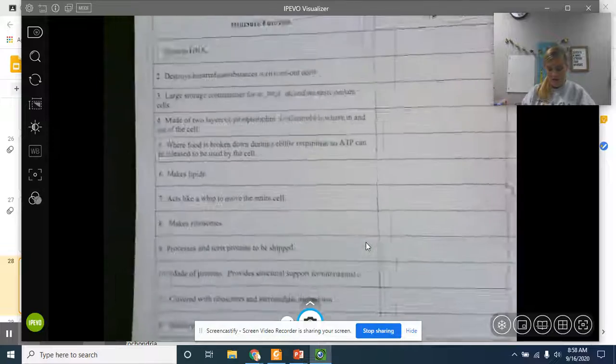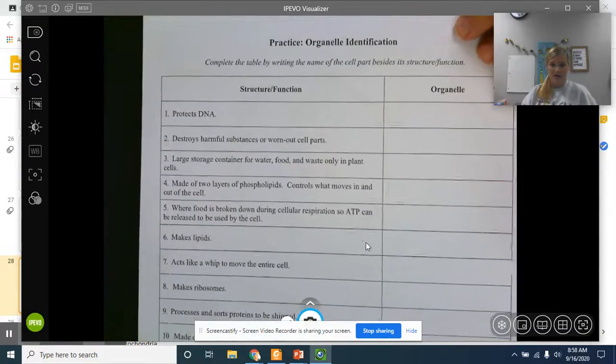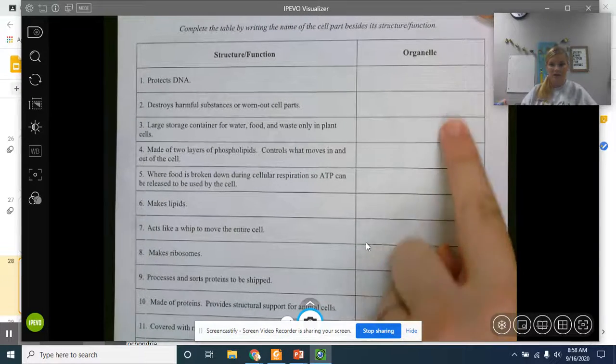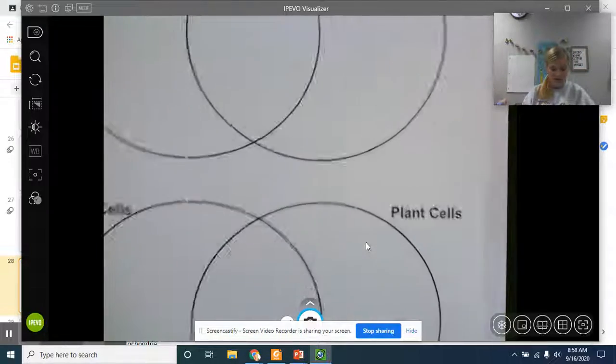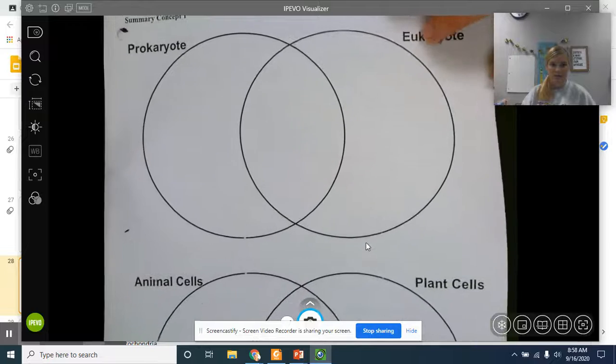Then you are going to complete this practice organelle identification, and using all the different organelles we have talked about, you're going to write their names in on this 1 through 15. So page 7 and 8, you will need to have done for Google Classroom and class.